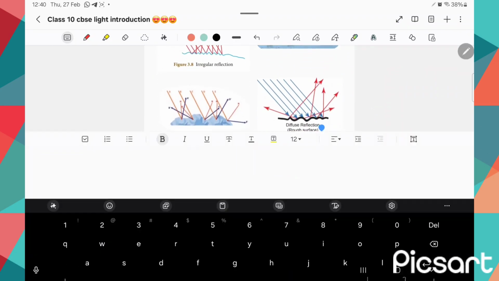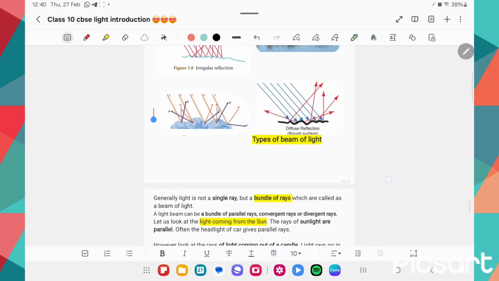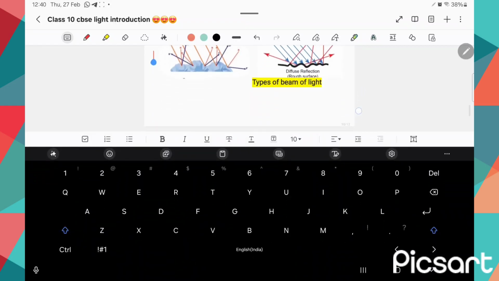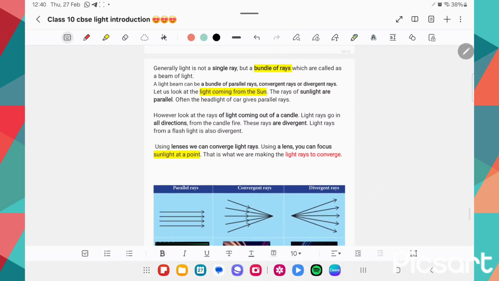What are the beams of light we have? First we have a parallel ray. Next we have convergent ray, and last we have divergent ray. We already studied what a beam of light is. Beam is nothing but a bundle. Imagine it like a packet. The light will come in a packet form.